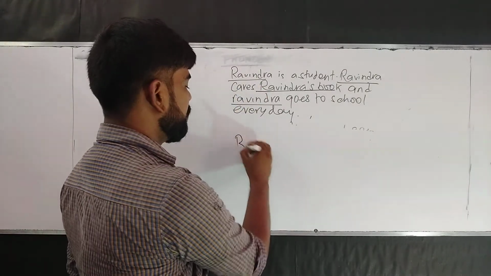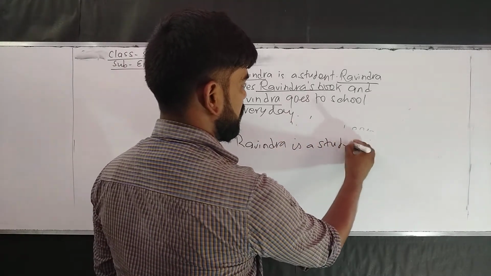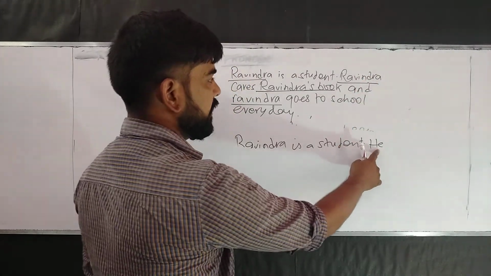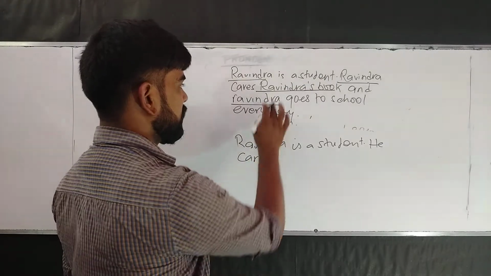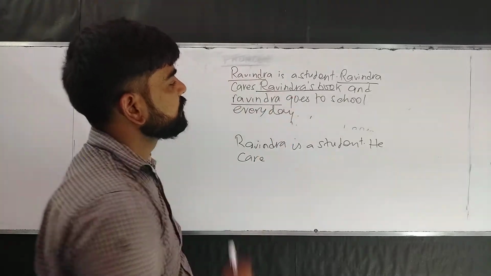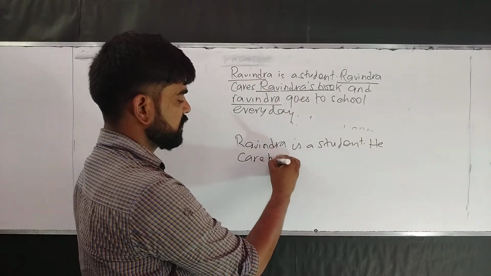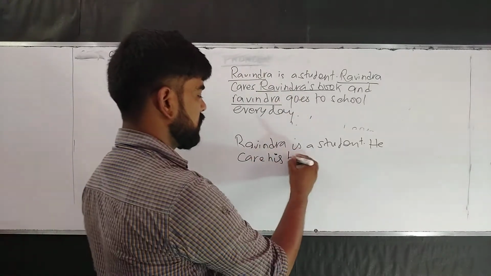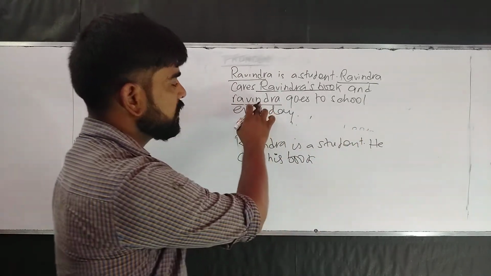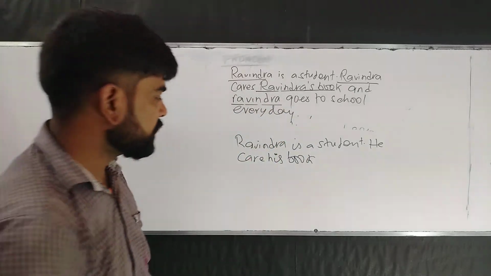Ravinder, it will remain the same. Ravinder is a student. This Ravinder has been replaced by he. Cares. Ravinder's, in what case is it? Possessive case. Ravinder's must be replaced by his book. And Ravinder: here Ravinder is the subject of the verb goes, so this is in the nominative case.